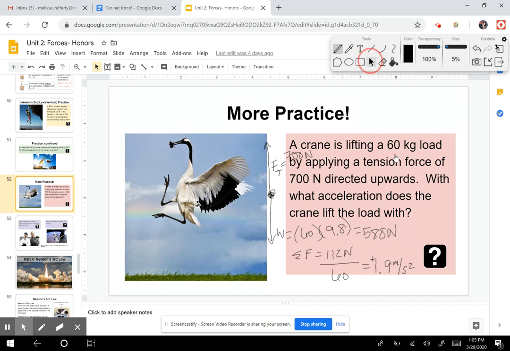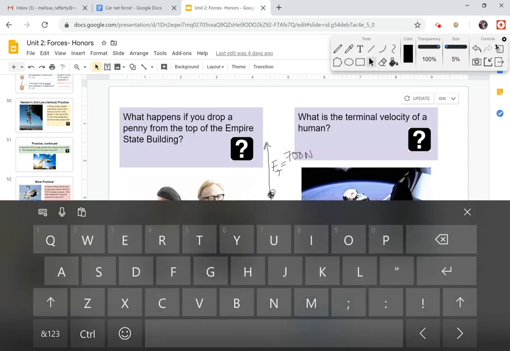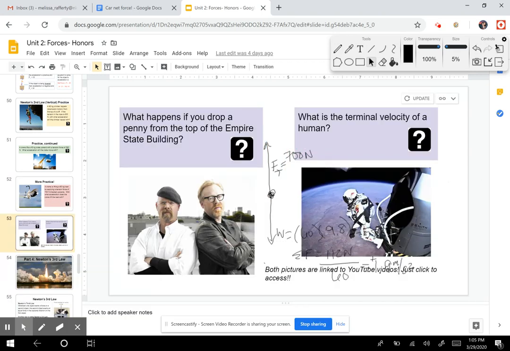So there's one more slide here. We're going to save this for next time. We're going to watch some Mythbusters, and this guy, Felix Baumgartner, he jumped out of a weather balloon. Pretty cool story. So we'll look at that on Wednesday.